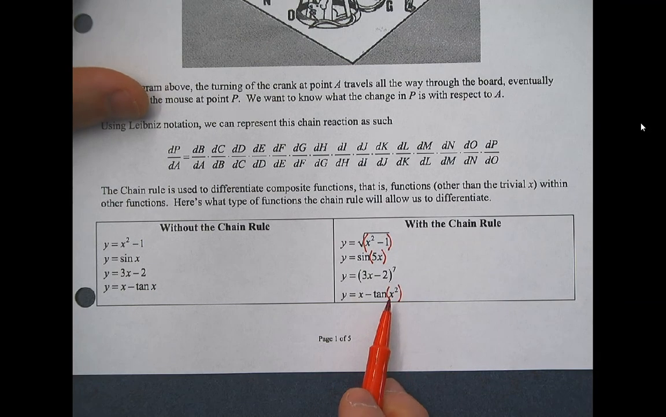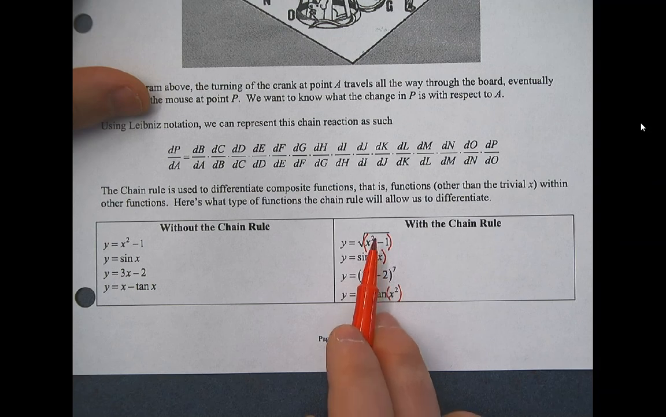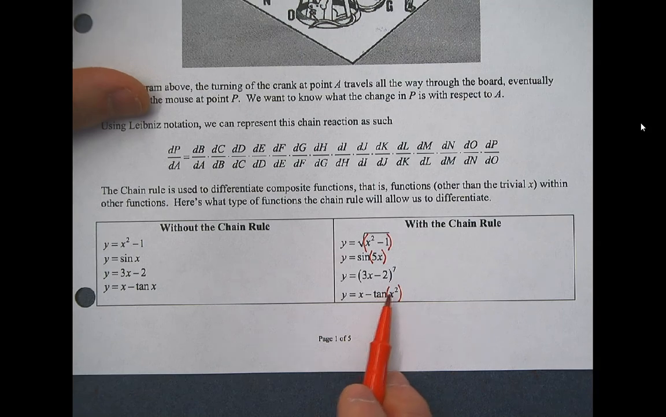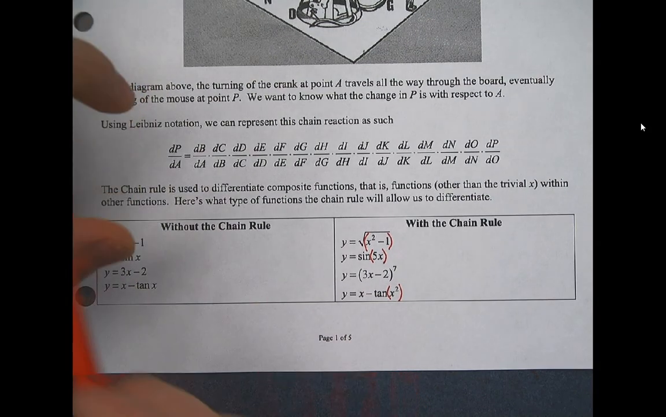So the inside piece might actually just be a small portion of the function. It's not the whole thing. It can only be a certain portion of the function.